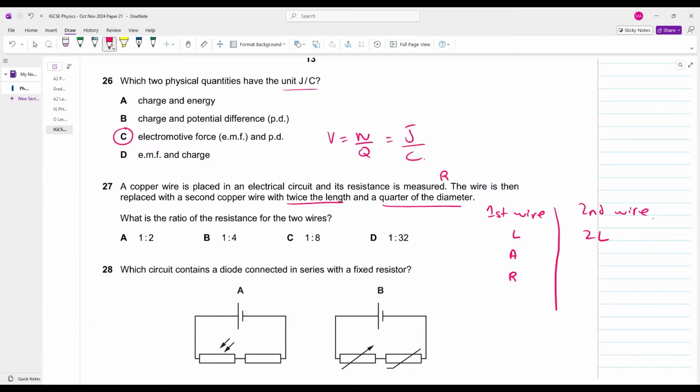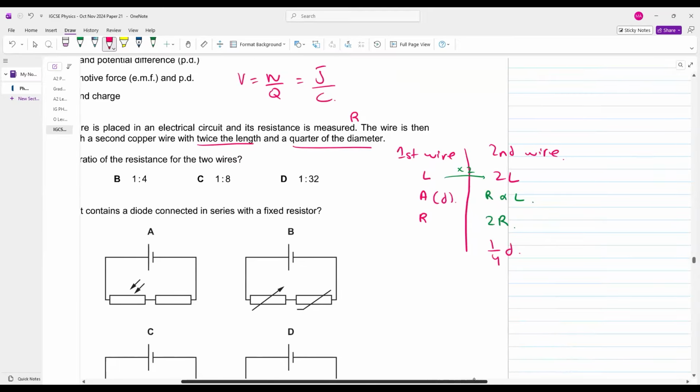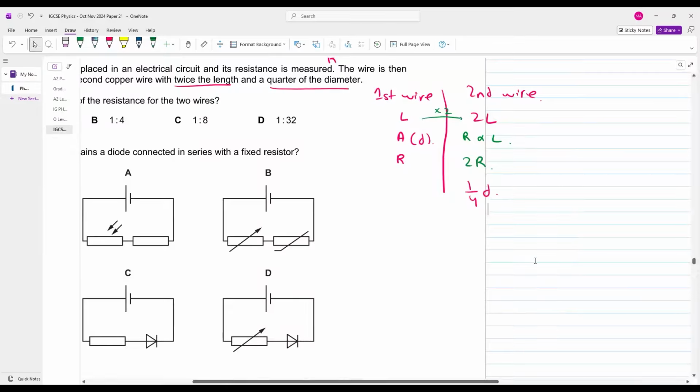Okay, let's handle one problem at a time. If your length doubles, what have you studied? Resistance is directly proportional to length. If your length doubles, what will the resistance become? Double as well, 2R. The game has not finished up till now. If the area was A and the diameter was D, now your diameter has become 1/4. What will happen? Please, please, please, for the love of God, remember this relationship.